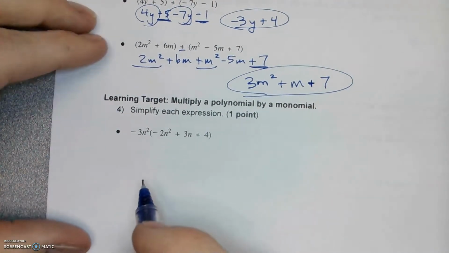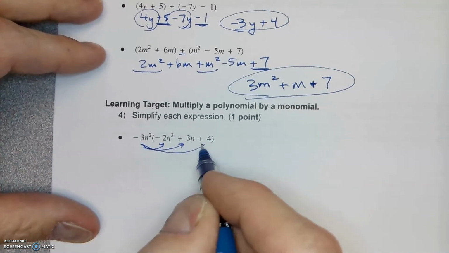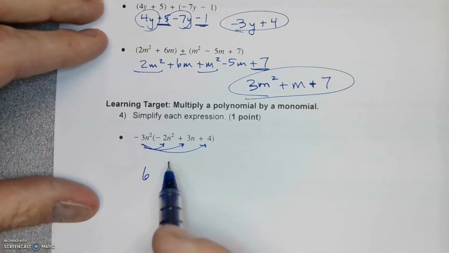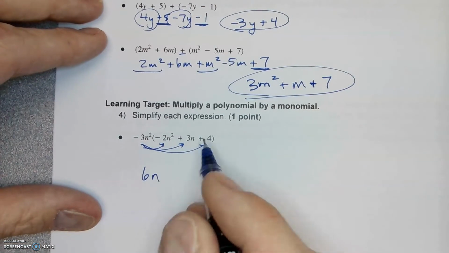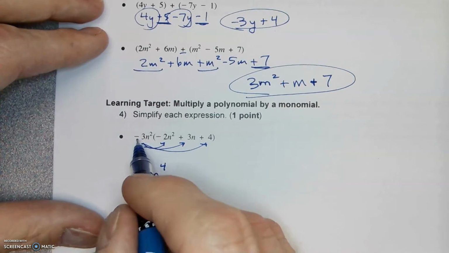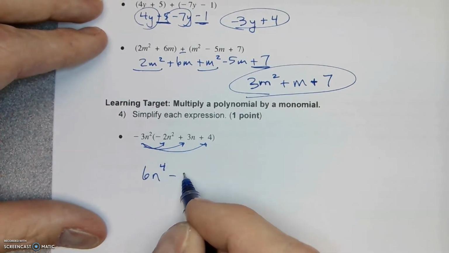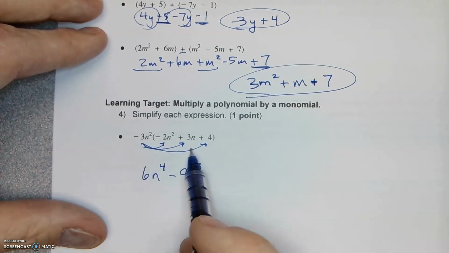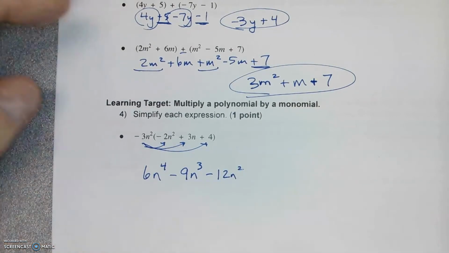Simplify each expression. Anytime you have parentheses that says simplify, usually that means distribute. So negative 3 times negative 2 would be a positive 6. Negative 2n times n to the 2 would be n to the 4th. Negative 3n squared times 3n would give you negative 9n cubed. And negative 3n squared times 4 is negative 12n squared.